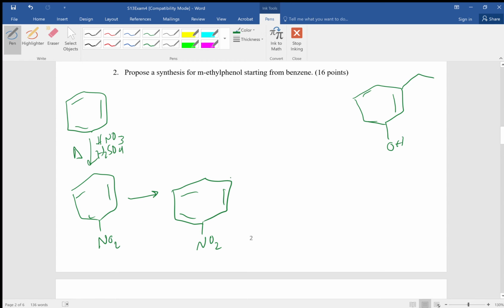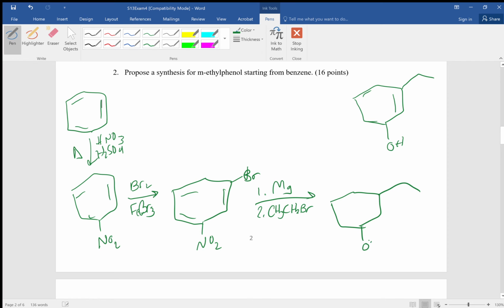Only problem is we can't put an ethyl group on, because that's a Friedel-Crafts reaction, and we know that a Friedel-Crafts reaction does not work in the presence of electron withdrawing groups. But if we did something such as putting a bromine on, using these conditions, we could then immediately convert that bromine into a Grignard reagent, and then adding ethyl bromide to give us the ethyl group that we needed.